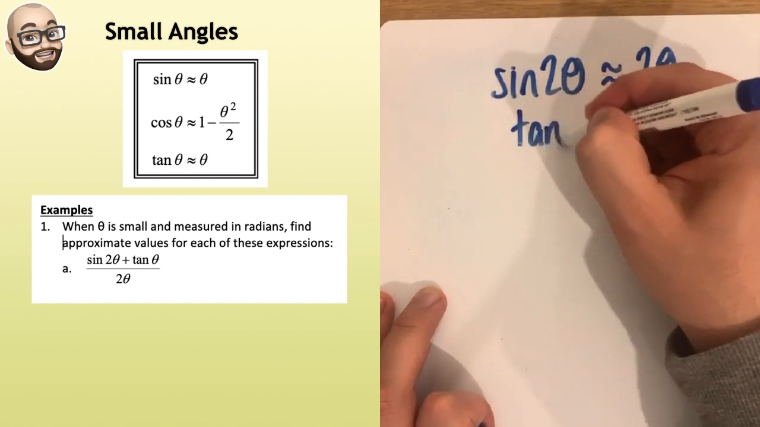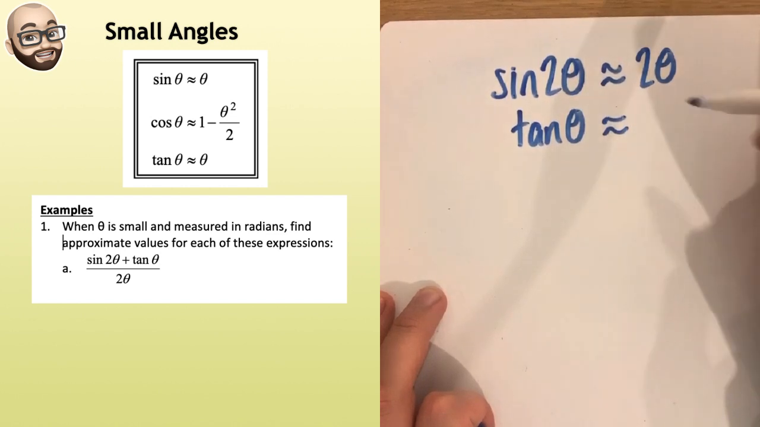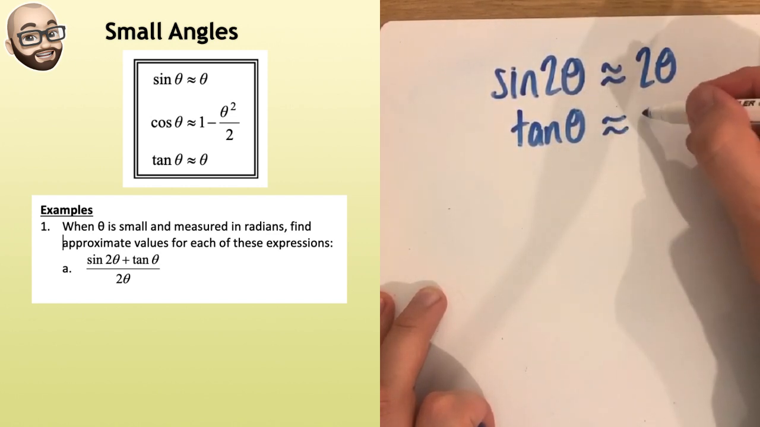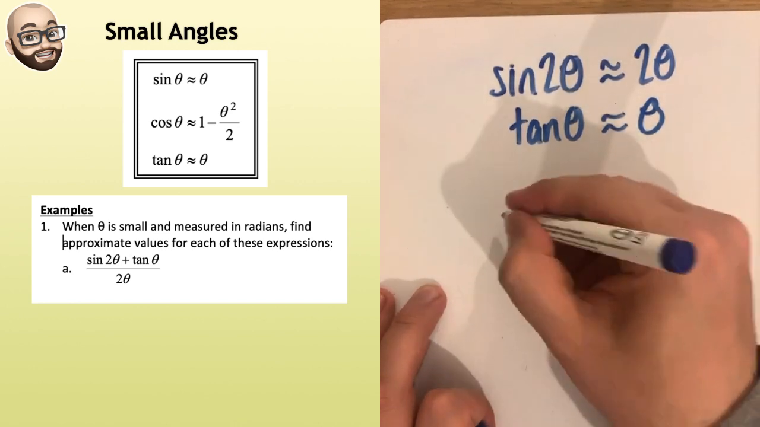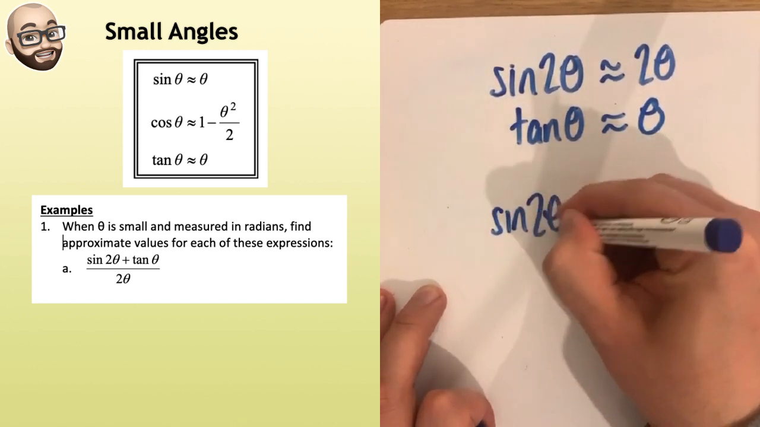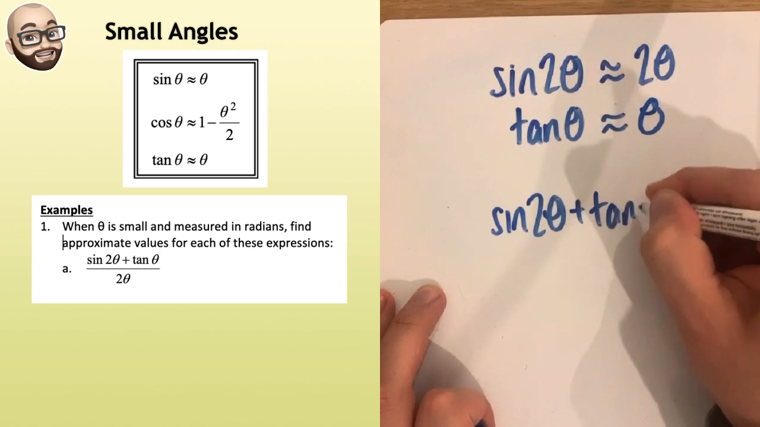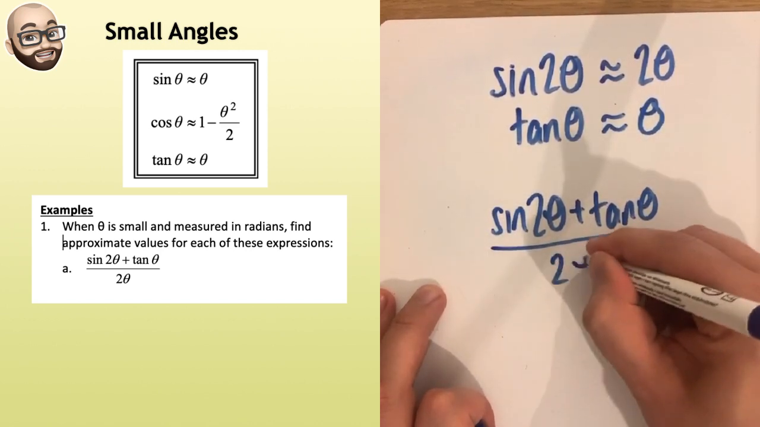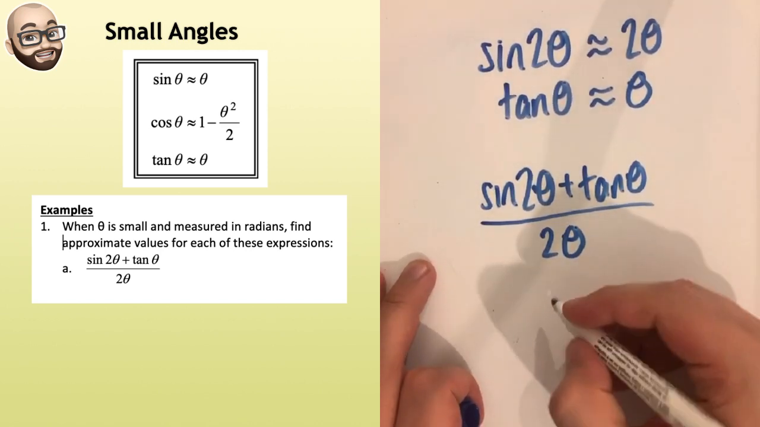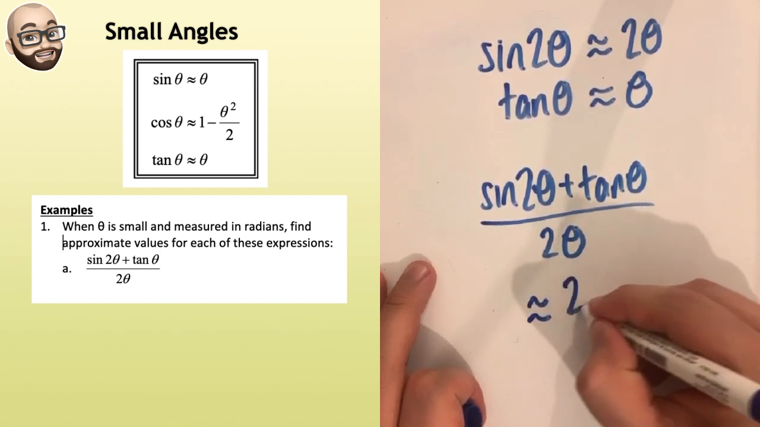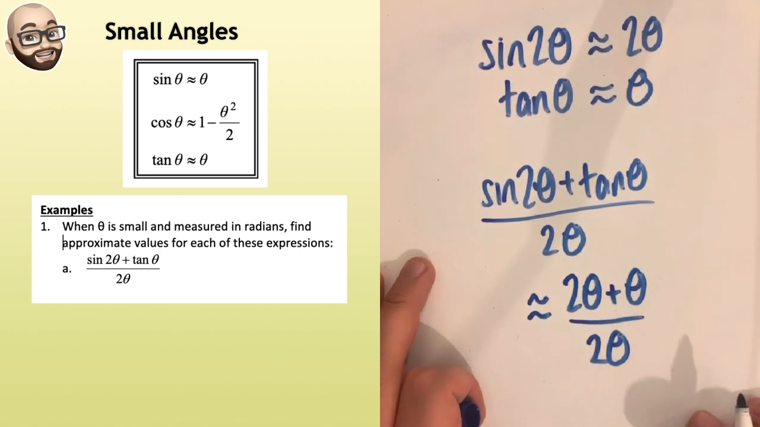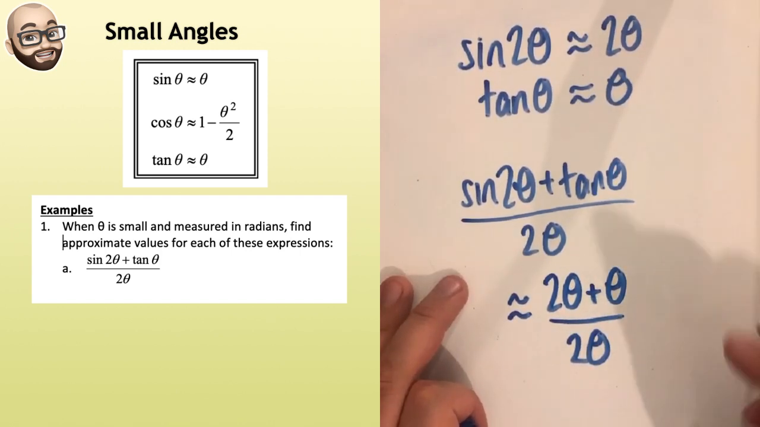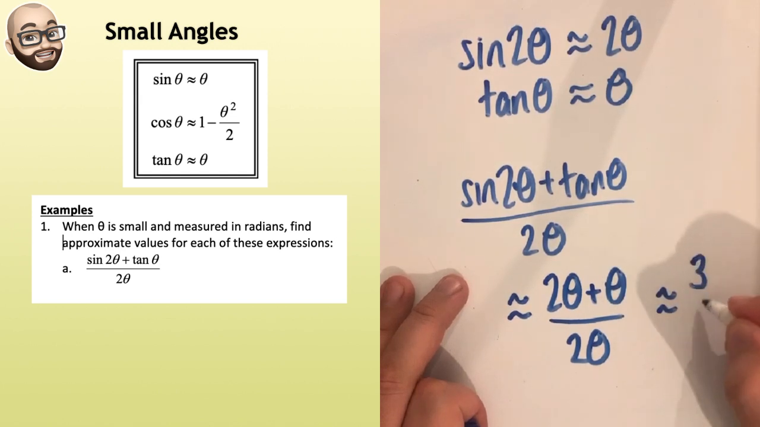For tan, if we've got tan of theta and that's small, that's just going to be theta. So that means sine 2 theta plus tan theta over 2 theta is now going to become 2 theta plus theta over 2 theta. This is 3 thetas over 2 thetas, so an approximate answer is going to be 3 over 2.